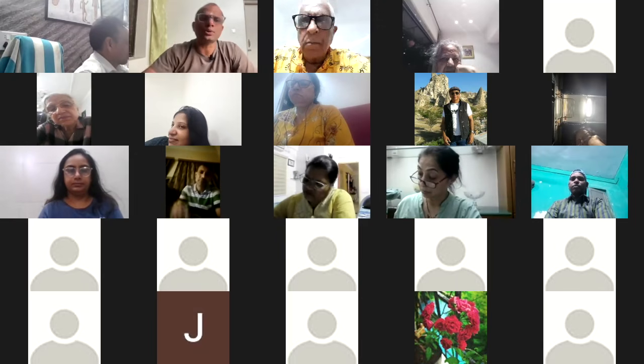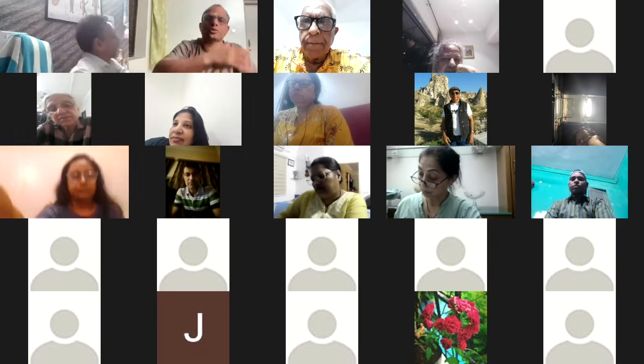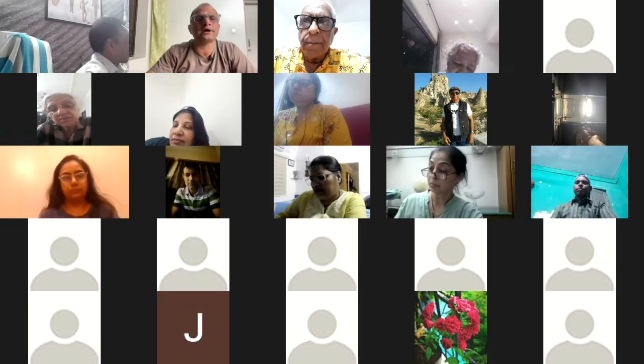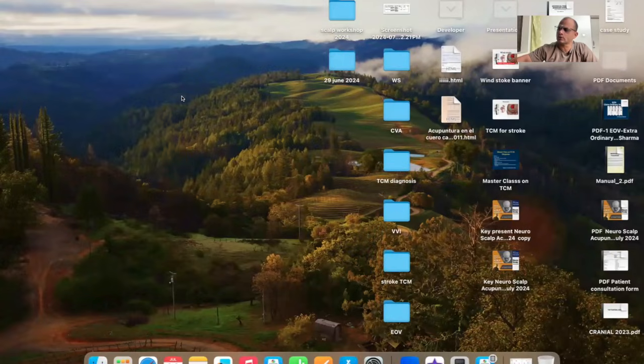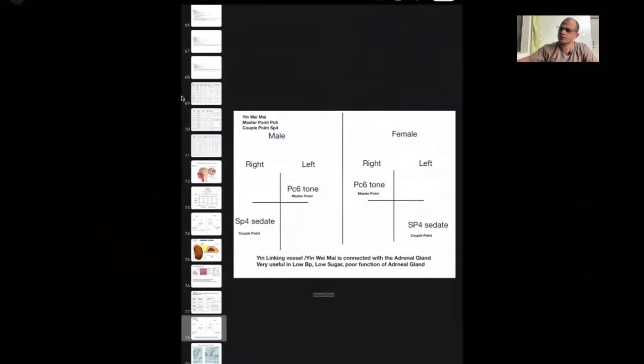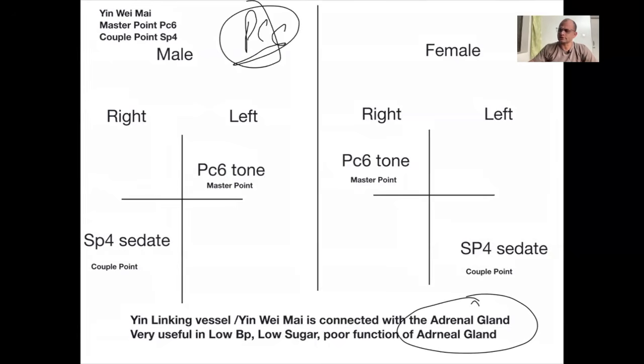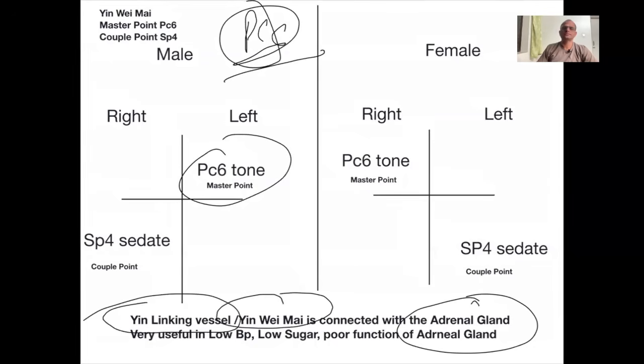Clear. So how to activate the adrenal gland? Suppose किसी का low constitution है, कोई व्यक्ति कमजोर है, कोई व्यक्ति dehydrated है, the person is having low BP, then how to activate the adrenal gland? We can activate the adrenal gland by pericardium 6. Pericardium 6 as a master point is very good for the adrenal gland. Means if you stimulate the yin linking vessel, the yin Mai, the master point is pericardium 6, it will activate the adrenal gland.